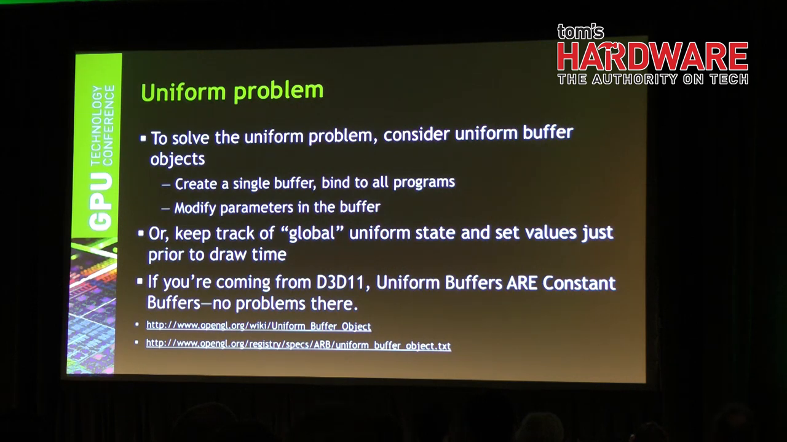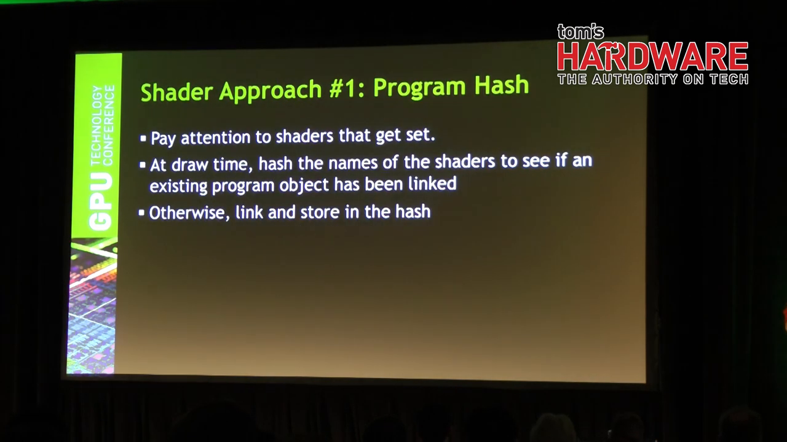To solve the uniform problem, one way is to consider uniform buffer objects. You create one buffer, bind it to all the programs, and then modify the parameters in that buffer. That way, you've effectively made the GL uniform state identical to D3D uniform state. The other approach is to keep track of the global uniform state in your code, and also keep track of the uniform state per program, and just update them. Finally, if you're coming from D3D11, uniform buffers are constant buffers, so that actually makes it really easy.